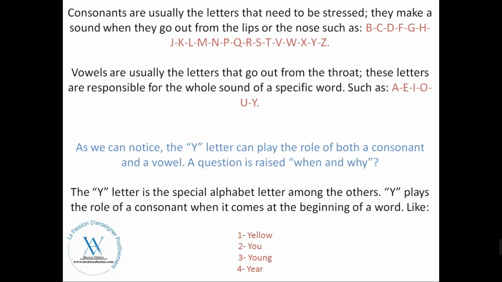So when we find Y, the letter Y, at the beginning of a word, it is automatically a consonant. I gave you 4 examples. We have the word yellow, you, young, and year. So these words, as you can notice, begin with the letter Y. Y here in these words makes a sound. So we need to stress the letter Y in order to come out with a full word. So this is when Y plays the role of a consonant.